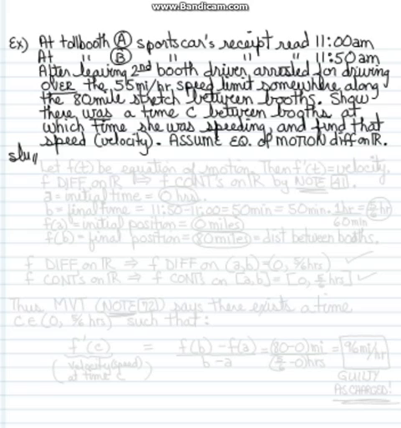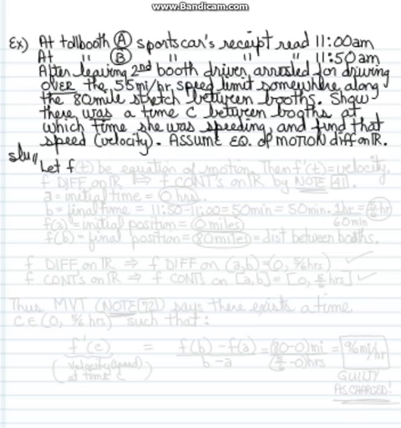Now, we need to show, we're the attorneys, right? We need to show there was a time t equals c between the booths, at which time she was speeding, and find that speed, in other words, the velocity, and make the assumption before you start that the equation of the motion is going to be differentiable on all real numbers, which they are. So the deal is we are the prosecuting attorney, and we need to prove that this woman was actually driving over the 55-mile-per-hour speed limit in that 80-mile stretch between booth A and booth B. And we'll use the mean value theorem to do it.